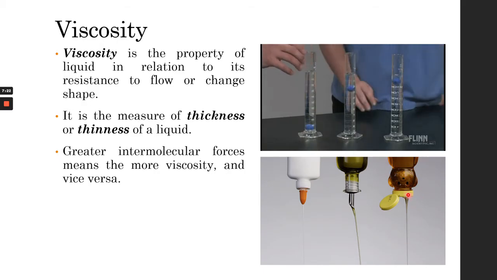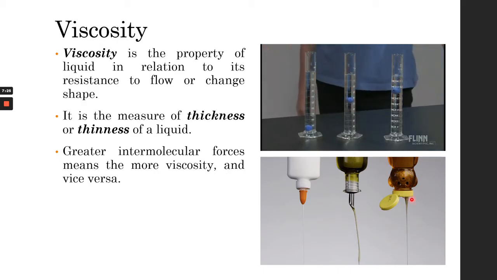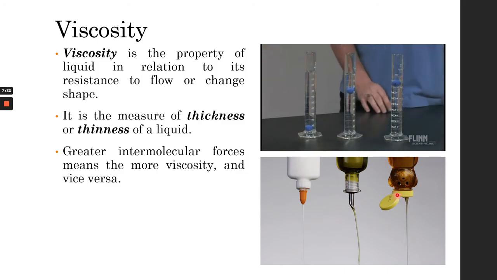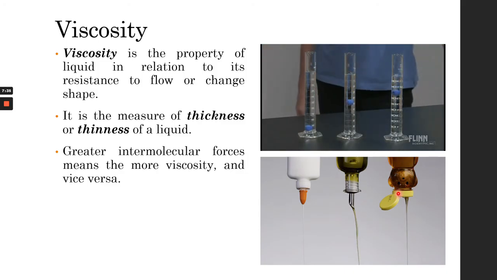So for example, let's compare water and honey. Water is less viscous than honey. It's because there are stronger or greater intermolecular forces between the molecules of honey compared to the molecules of water.